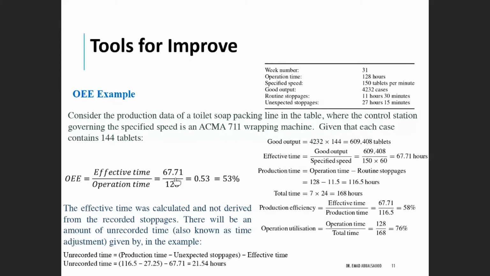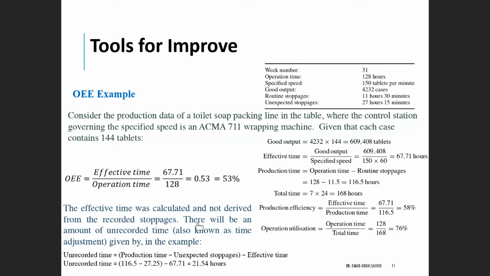effectiveness, you divide the effectiveness time over the operation time. And in this case, you divide the 67 over the 128, that will give you the 53 overall equipment effectiveness. الكفاءة الكلية للماشين عندنا بنسبة 53%. And this is considered to be a room for improvement. A lot here can be done.